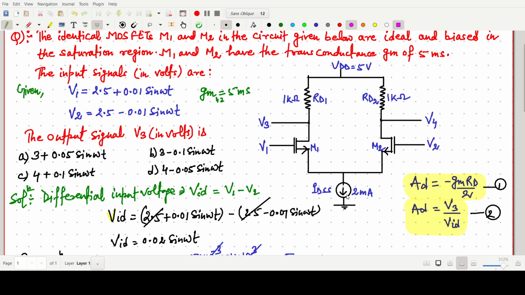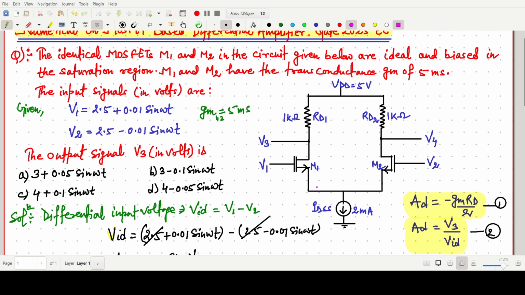How? See, this is IDSS, the total current, and both transistors are in saturation and matched. So we can say this current is IDS, and this current will also be IDS. So this should be 1 milliampere, and this should also be 1 milliampere. This one is 2 milliampere in total, and both are matched. So IDS is simply divided by 2, so it should be 2 by 2, 1 milliampere each. Now this one is 1 milliampere, this current is almost 0, so this current is also 1 milliampere. So this is the V3 DC component.